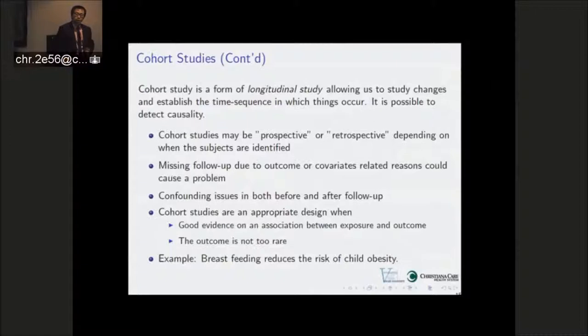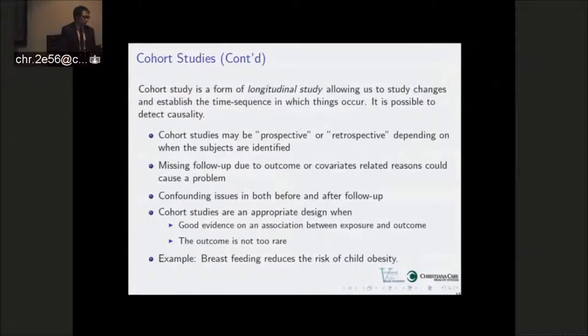The cohort study is also a form of a longitudinal study, allowing us to study the change over time and establish a time sequence in which things occur. So it's possible to detect causality. Like I said, if we can address all the confounding, we can exactly know how this exposure affects this disease or outcomes.